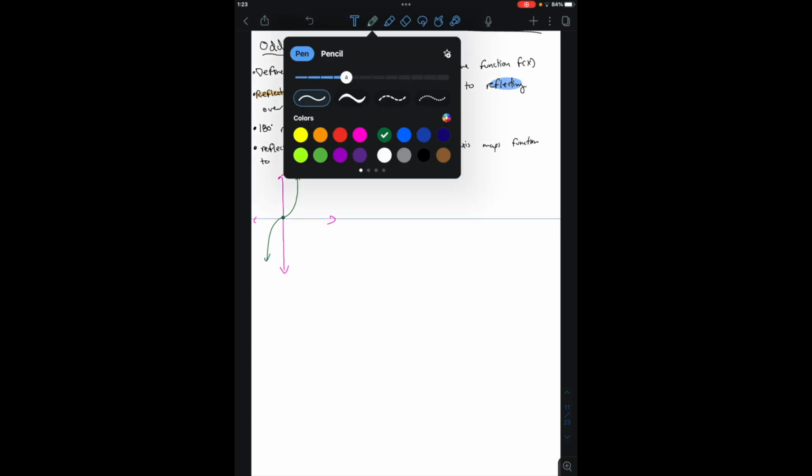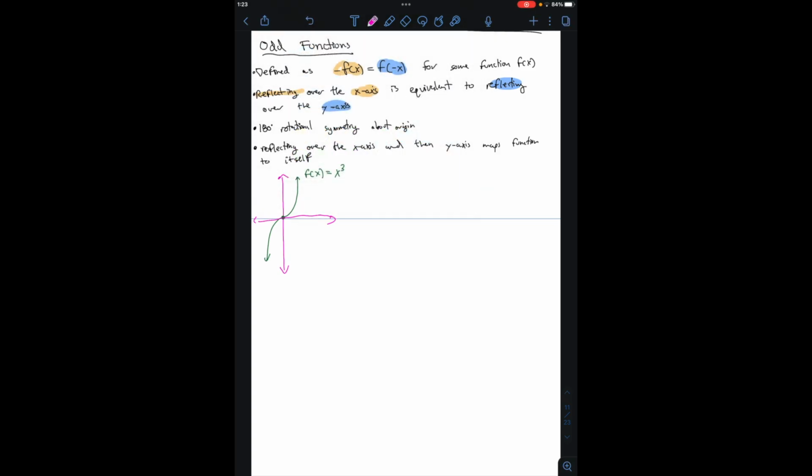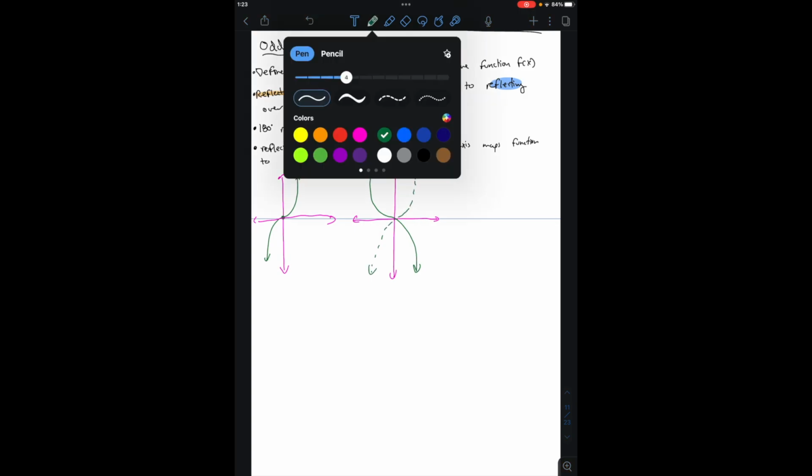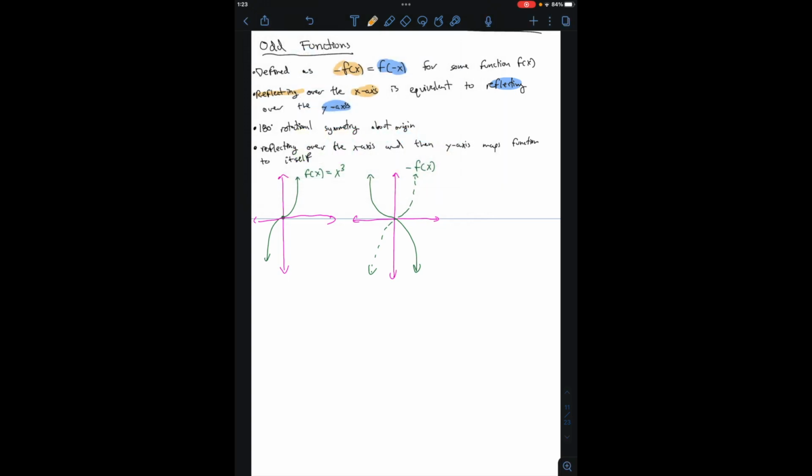Additionally, reflecting over the x or the y-axis. So if I go here, and I would say the graph of negative f of x, a reflection over the x-axis, that would take my graph and make it look something like this, compared to the original graph, which looked something like this. I'm reflecting all my points over this x-axis, and so that produces the new graph.